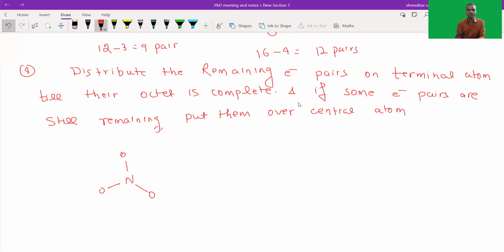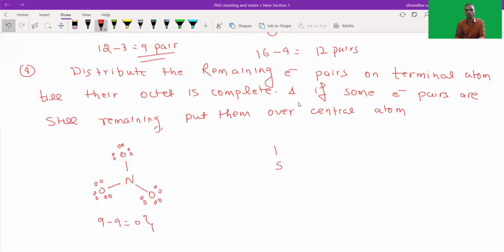Now this oxygen has 2 electrons. So to complete the octet, it requires 6 more electrons, means 3 pairs. So 1, 2, and 3. It also requires 3 pairs, and it also requires 3 pairs. Now total 9 pairs have been utilized, and we can see only 9 pairs were remaining. So 9 minus 9, all the electrons are already utilized. None of the electron pairs is remaining, right?